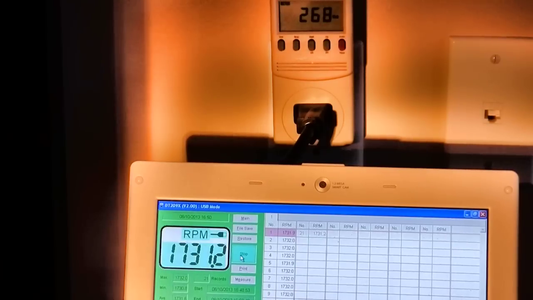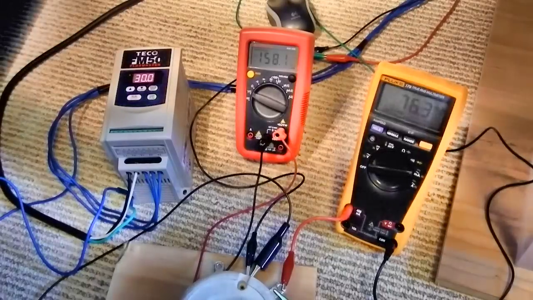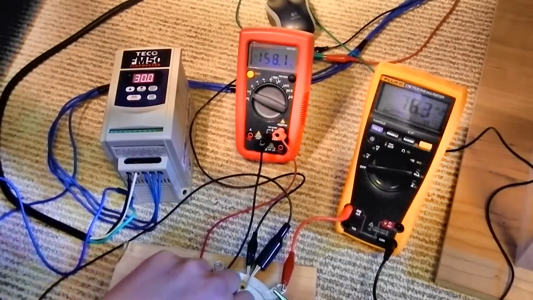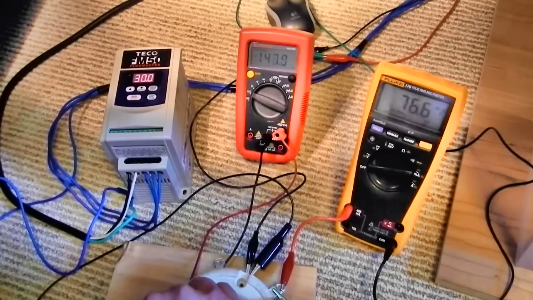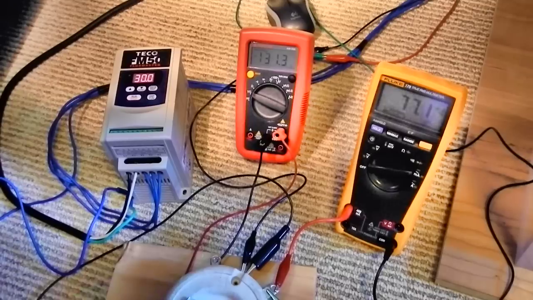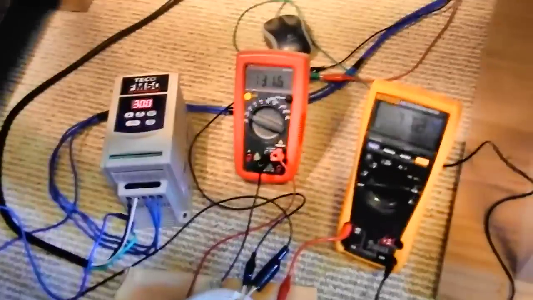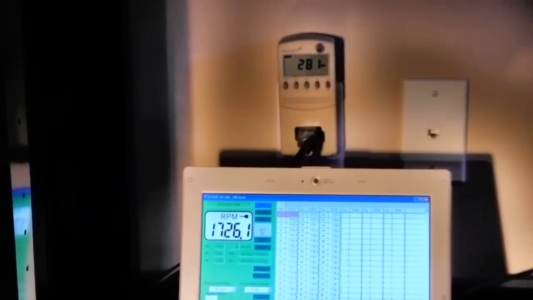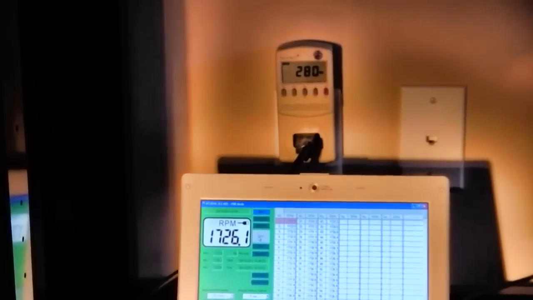Okay, so now let's attach a load and see what happens. All right, so I have the full load connected across the coil now. I'm gonna decrease the resistance so that I get about 131 volts. 131 volts and 77 milliamps gives me approximately 10 watts of power out. Let's check our power in and see what that value is. Okay, so our power in is at about 280 watts.